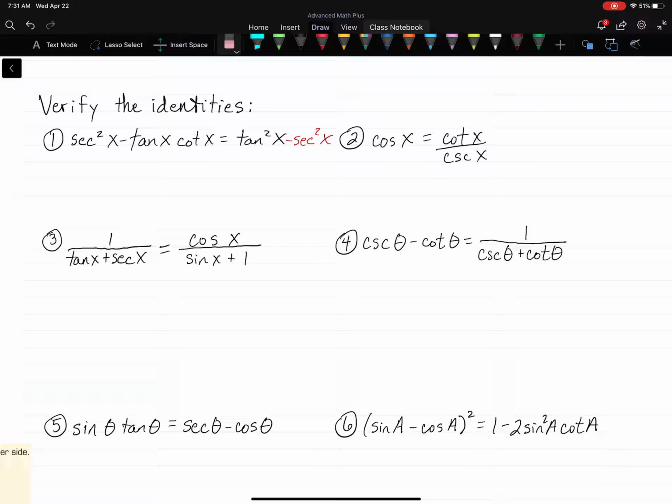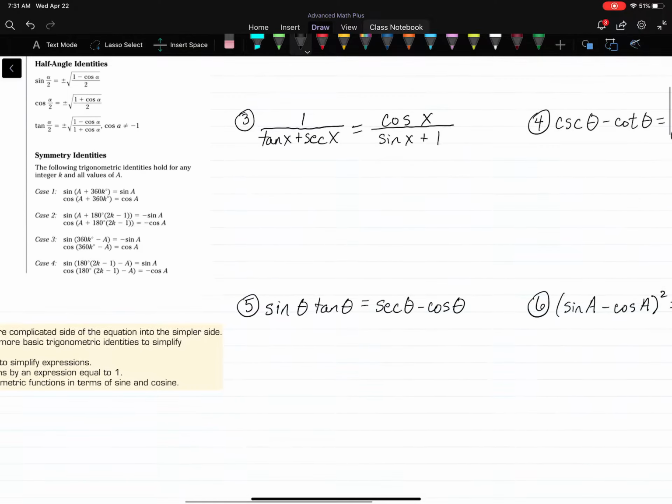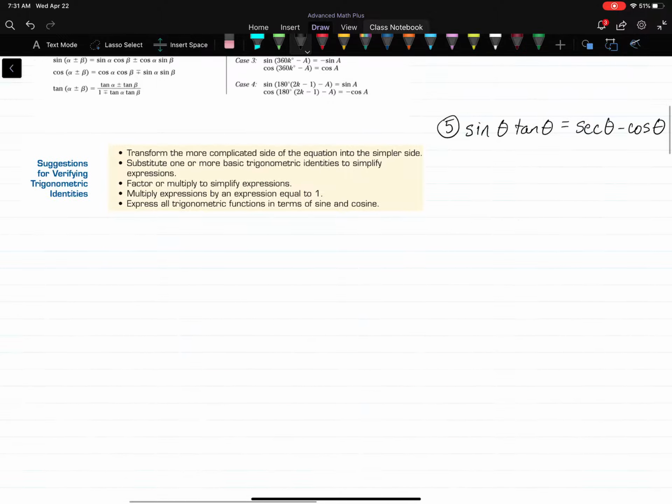Okay, all you can do is work with each side individually. And basically all you're trying to do is get the left side equal to the right side. And once you've done that, you've proven the identity. There are a few suggestions right here. I'll leave these up just for a second so we can read them.